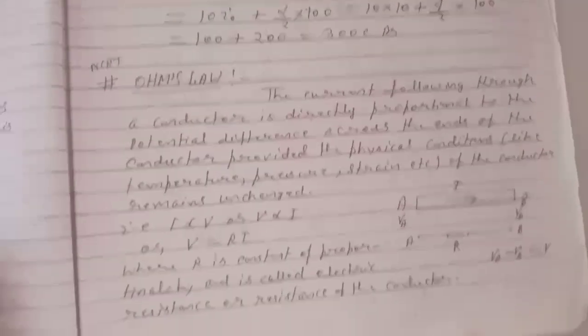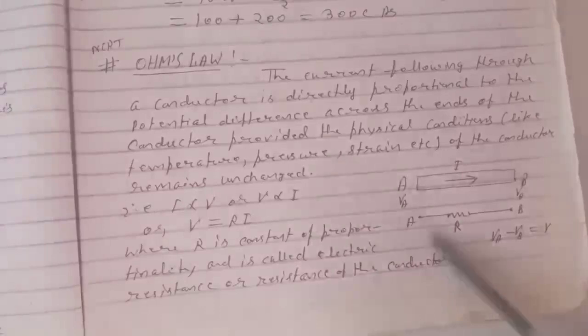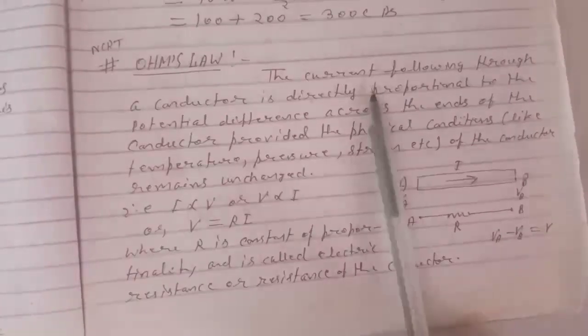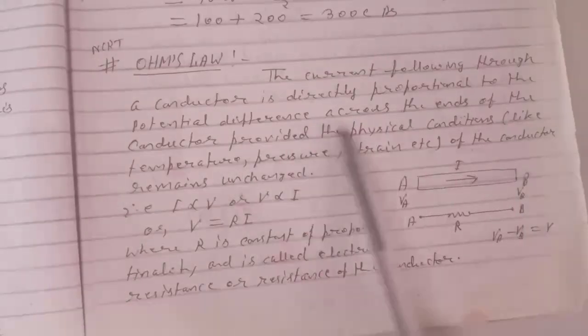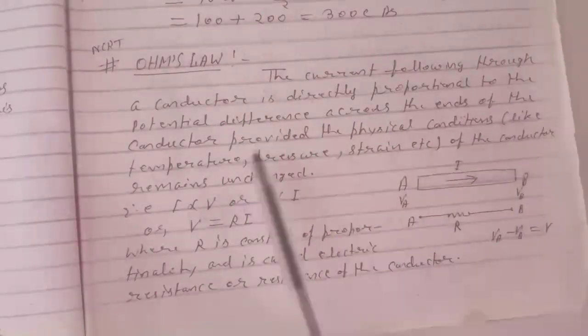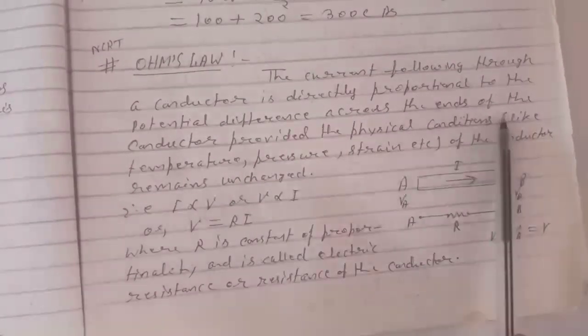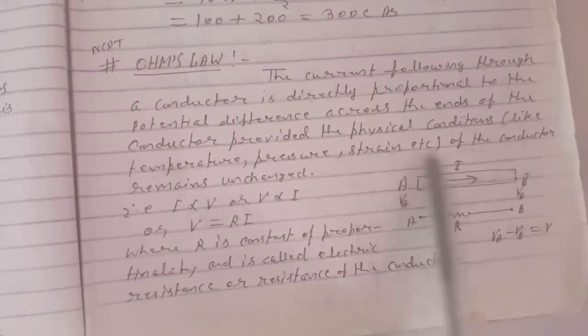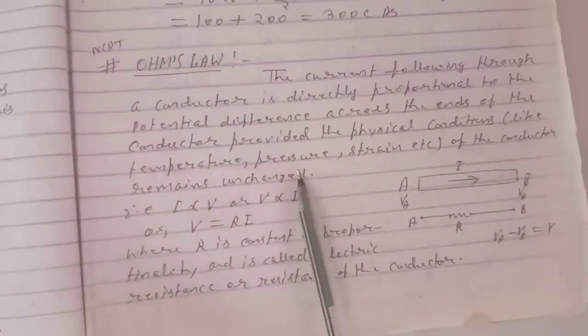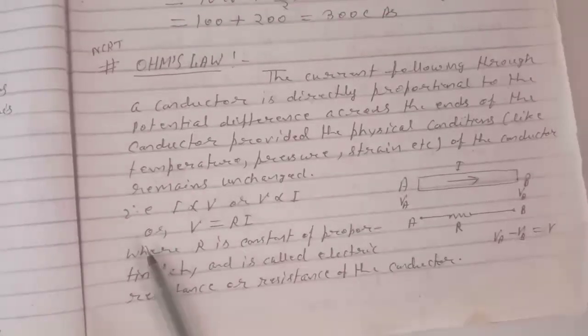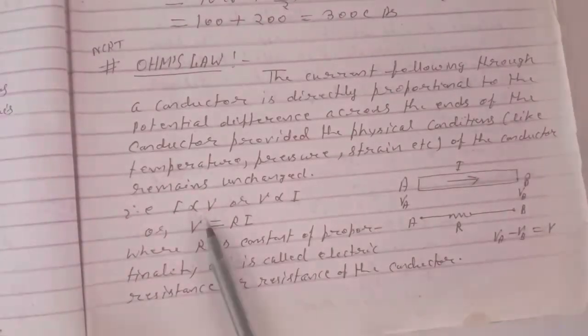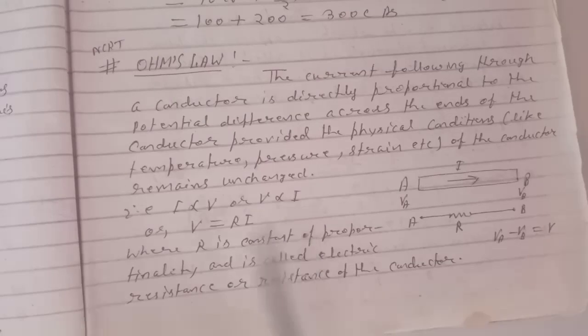Our next topic is Ohm's law. The current flowing through a conductor is directly proportional to the potential difference across the ends of the conductor, provided the physical conditions like temperature, pressure, strain, etc. of the conductor remain unchanged. This is the statement of Ohm's law. That is, I is proportional to V, or V is proportional to I, or V equals R I.